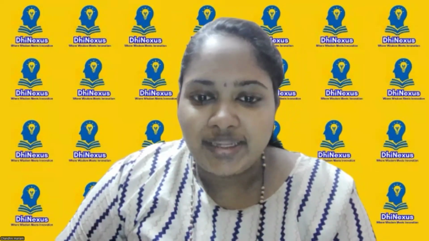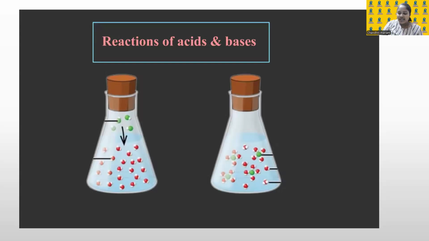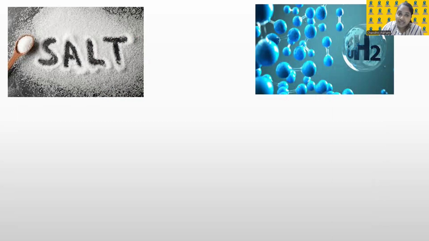So let's begin with the reactions of acids and bases. In our real life, we come across a lot of acids and bases, right? What they do with certain substances leads to the formation of the reactions of acids and bases. Let's see what will happen if an acid comes across a metal, or if a base comes across a metal. That is what we are going to learn today.